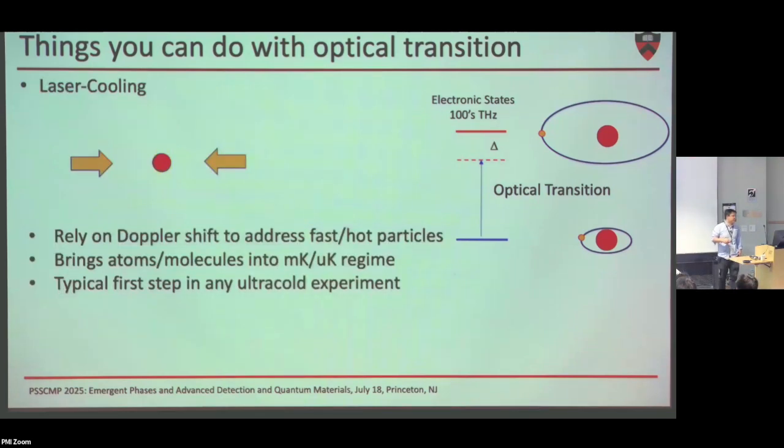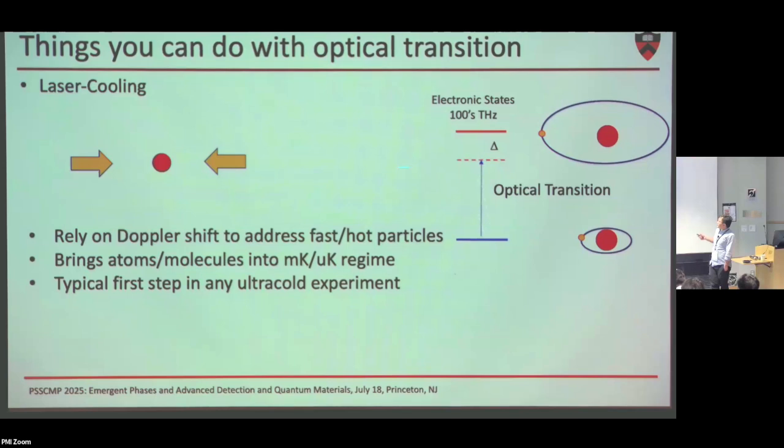The third thing that actually is very important about having an optical transition is that we can get these particles, atoms and molecules, cold enough where they actually behave quantum mechanically. And this actually has to do with laser cooling. And the idea is actually quite simple.